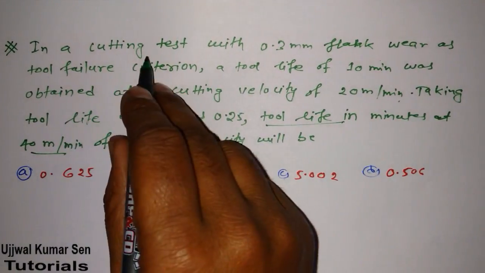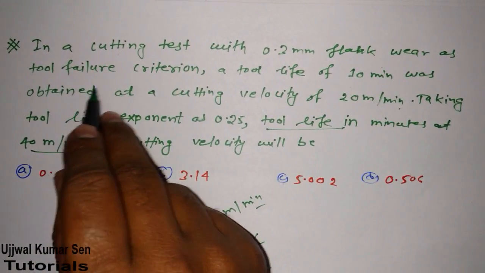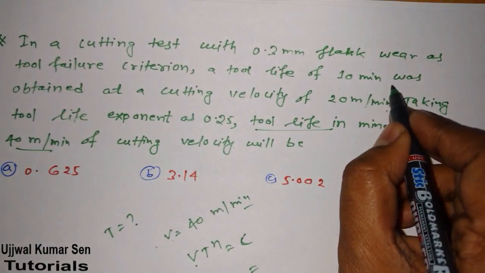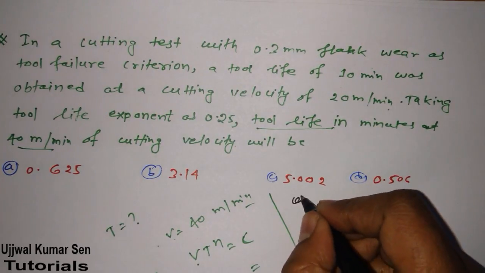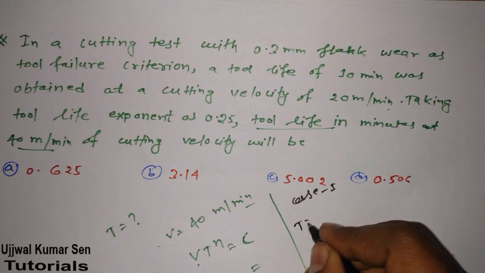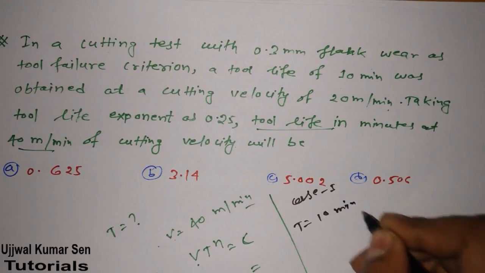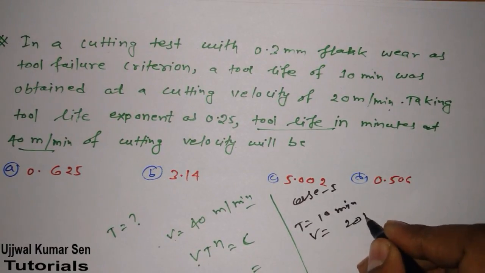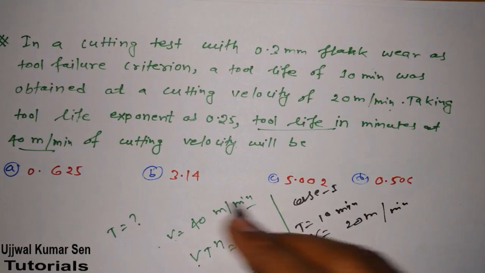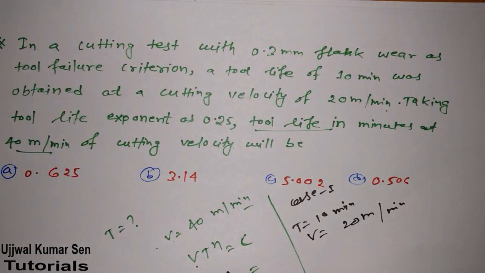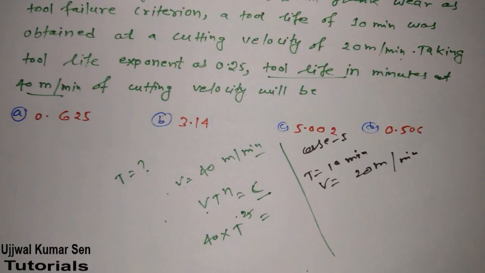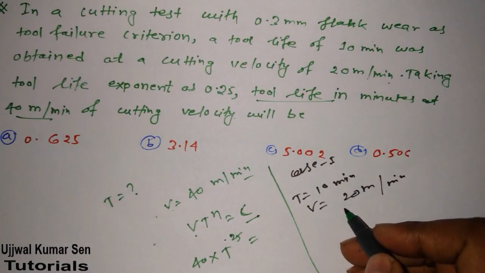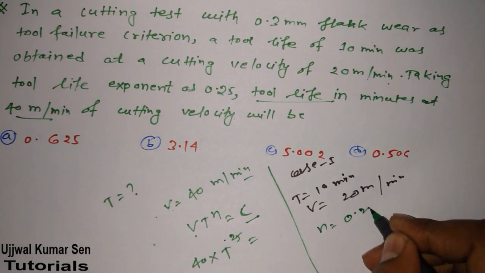Now, in a cutting test, a tool life of 10 minutes was obtained at a cutting speed of this. So we have a case, case 1. They have given that tool life T is equal to 10 minutes, and cutting velocity is 20 meter per minute. Taking tool life exponent, we found that 0.25. Now what we require is C only. If anyhow we can find C, then we can solve the question. We have this option for n is equal to 0.25 also.